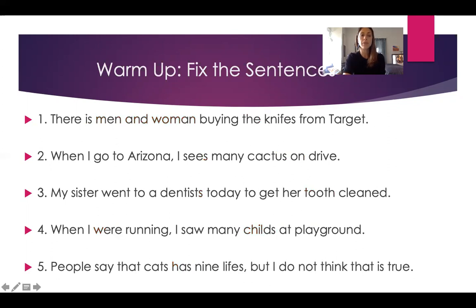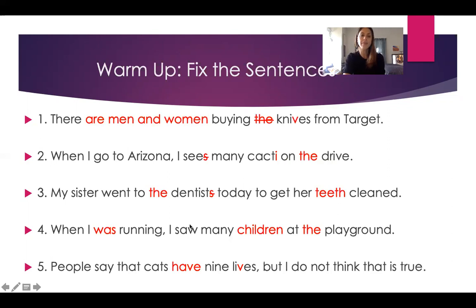Now, number 4 originally was when I were, right? So this is subject-verb agreement. We have to say when I was. This is the singular. I saw many children. We never say childs. Childs is not a word in English unless we are talking about child apostrophe S. When we're talking about that, it is the child's toy, and then we are talking about possession. We never pluralize child into childs. Okay, it's always children. At the playground. You could also say a playground here, but you have to have an article.